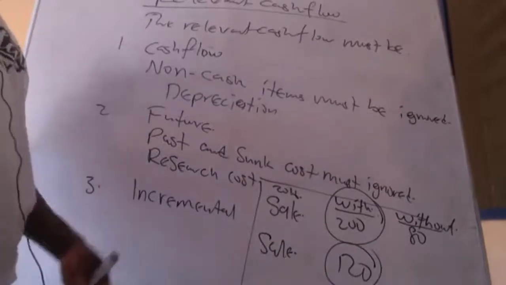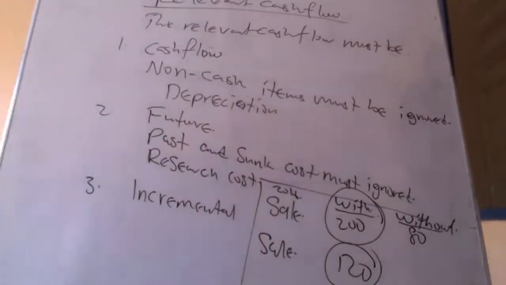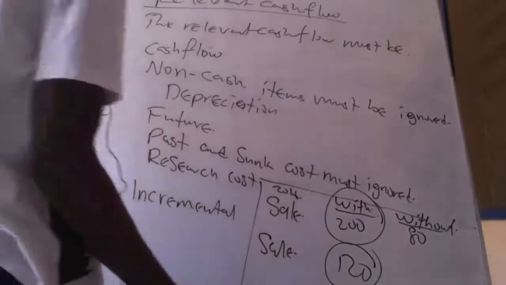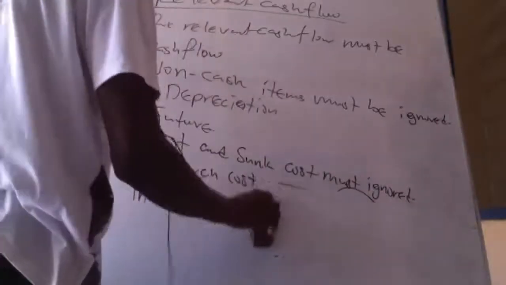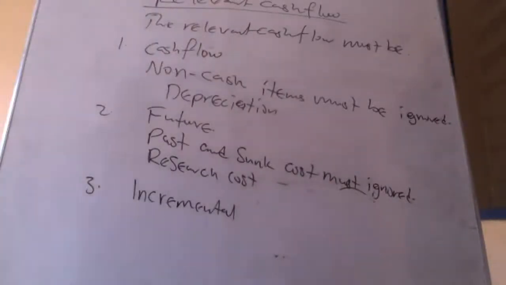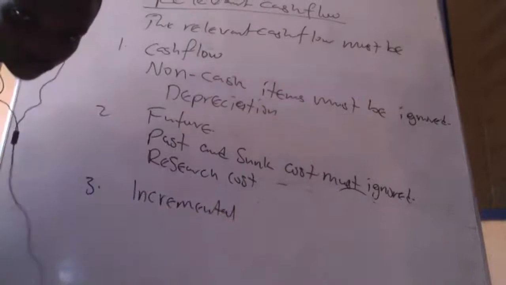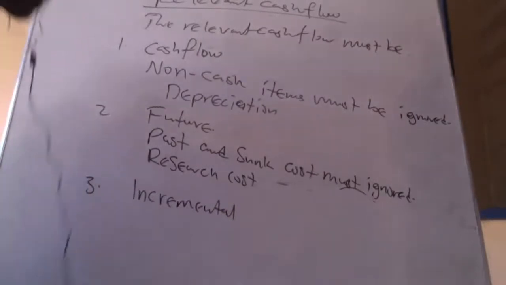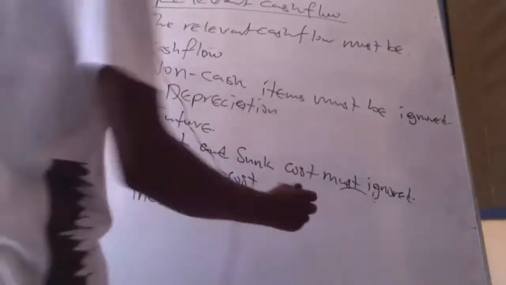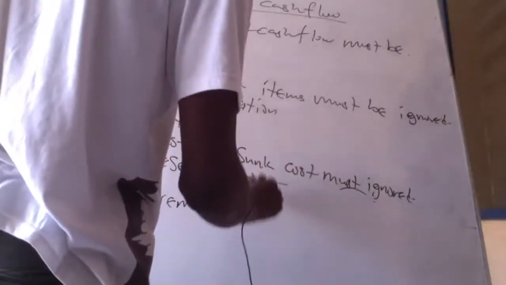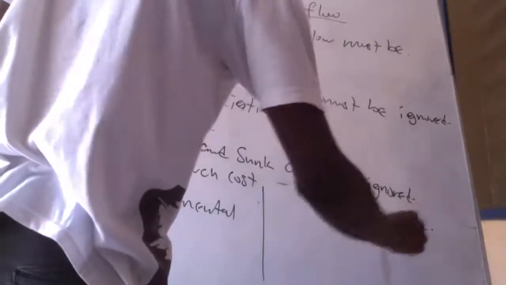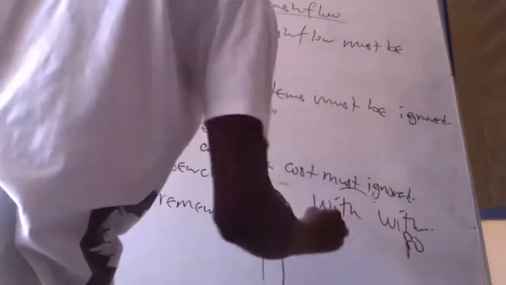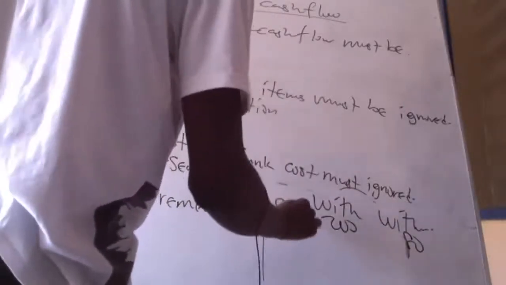Thank you for all your answers. And then you had it right. Now here, general overheads or general fixed costs must be what? Ignored. With and without. Here was 80 and here was 200, and that's the sales.